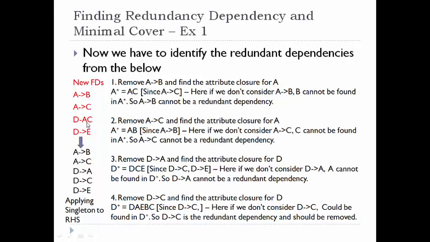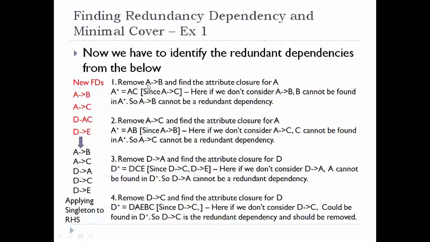So what we have to do is, this is being specified as A tends to B, A tends to C, D tends to A, and D tends to C. So this is being decomposed into D tends to A and D tends to C, and then we have D tends to E.